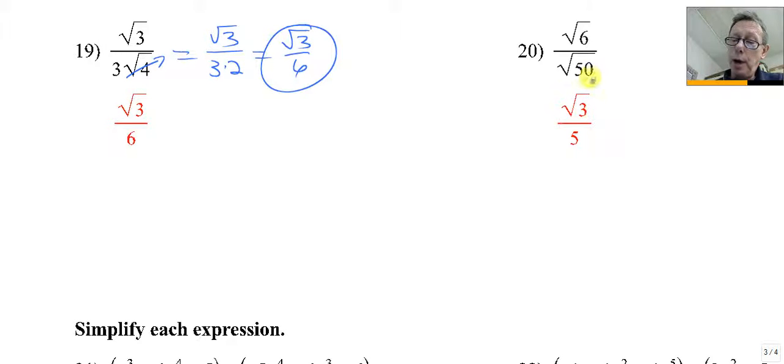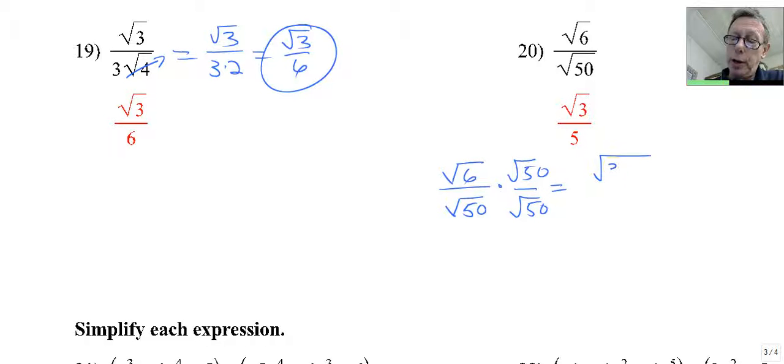Now the next one, I have a square root of 50 in the denominator. Let's just work this one way. Let's go ahead and just take the top and the bottom times the square root of 50. We won't simplify the denominator first. It's not going to be too hard to work with. So I have 6 times 50, that's going to be 300, and that's going to be under a square root sign in the numerator. And the denominator will be the square root of 50 squared.